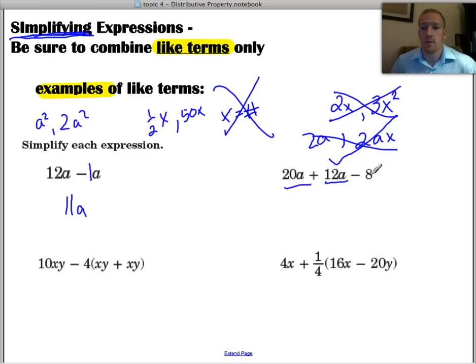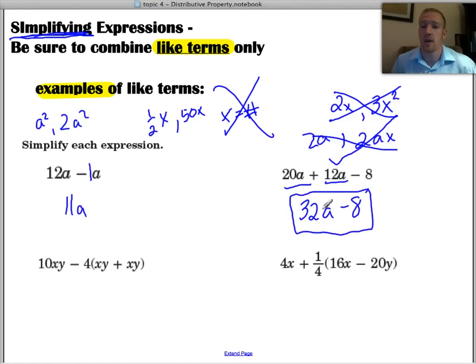These are like terms. The number is not like those, though. So 20 plus 12 is 32a. And then just minus 8. There's nothing to combine the minus 8 to. A number and something with a variable, 32a's really is what this says, are not like terms. So there's no way to combine this. This is as simple as it gets.